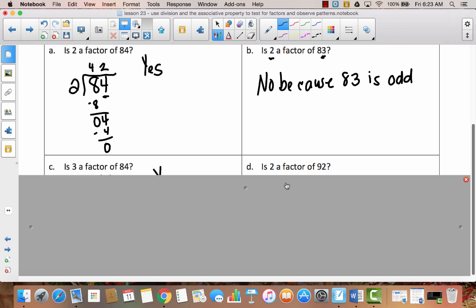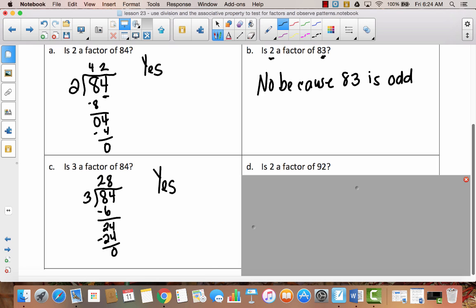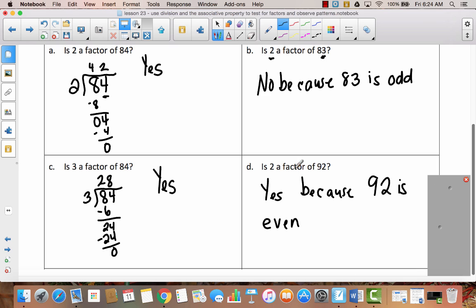Okay, so what did you decide? Is 2 a factor of 92? Well, yes, it is. Now, there are 2 ways you could have answered that. You could have divided 92 by 2 and shown that you had no remainder, or you could have just said that it is a factor because 92 is even. And remember, that's what makes a number even. You can divide it into 2 groups with none left over.